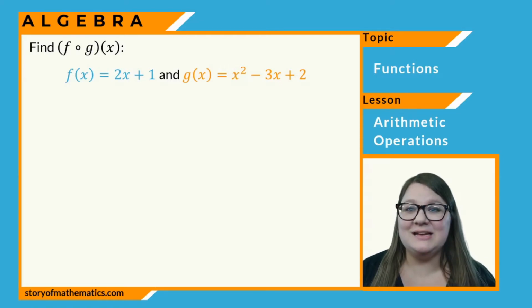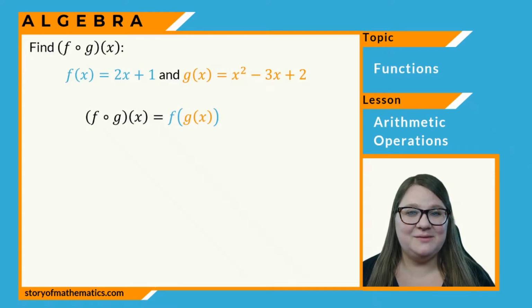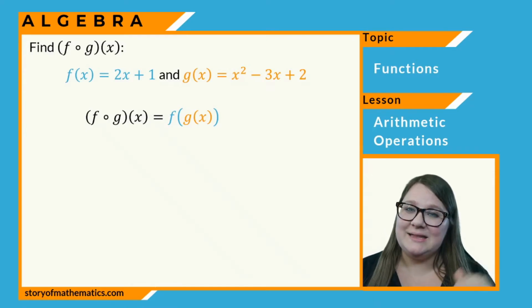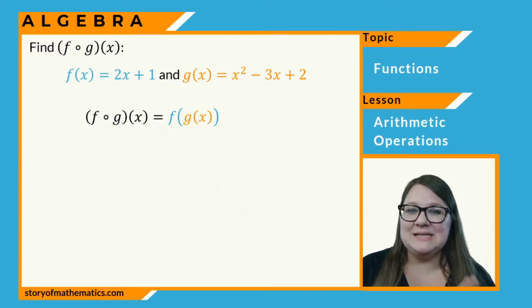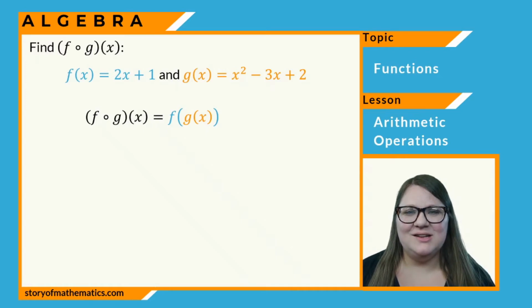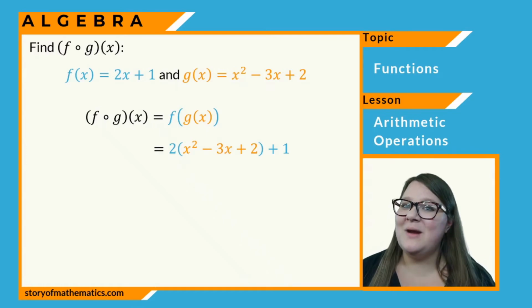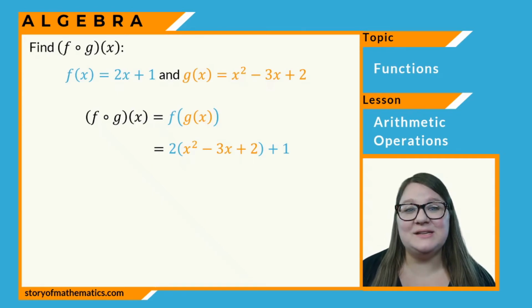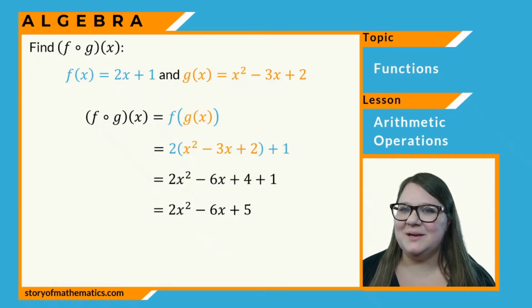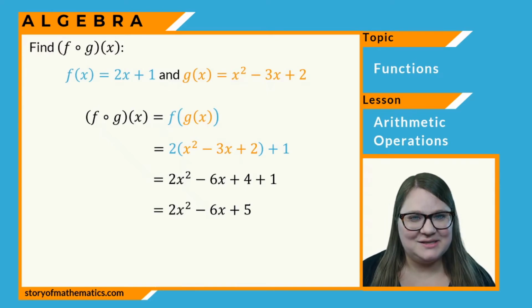Let's take a look at our first example, f of g of x, when f of x is 2x plus 1 and g of x is x squared minus 3x plus 2. I'm going to start by rewriting it in its nested format, f with the parentheses, and then inside that is g of x. Because it's not f of x, I'm going to replace the x with the g function. So instead of 2 times x plus 1, it's going to be 2 times x squared minus 3x plus 2, plus 1. Now I can simplify it as we normally would by distributing the 2 and combining like terms, which is going to give us 2x squared minus 6x plus 5 as our final answer.